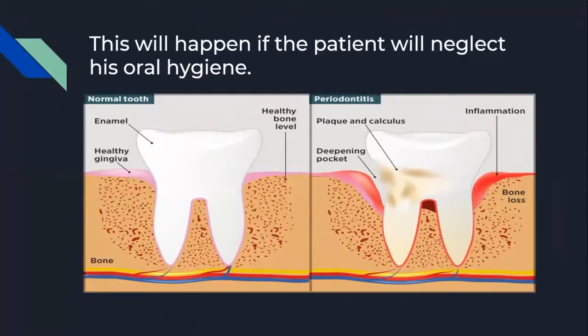This will happen if the patient neglects his oral hygiene. Plaque accumulation causes inflammation and leads to periodontal pocketing, which results in tissue attachment loss and alveolar bone loss. You can see the comparison from the image: a normal tooth has a healthy pocket of about 1 to 3 millimeters, and the larger image on the right side is showing periodontitis, where you can see that around the tooth there is calculus.